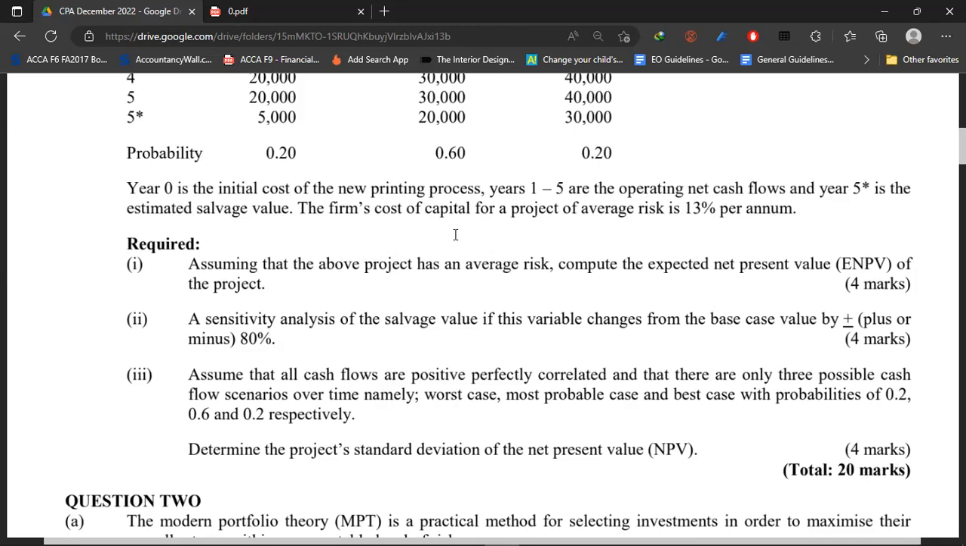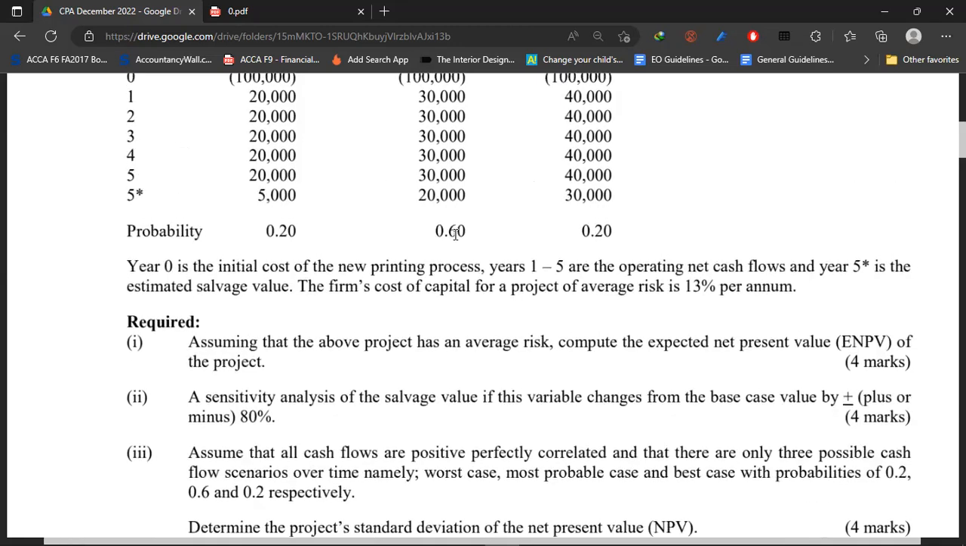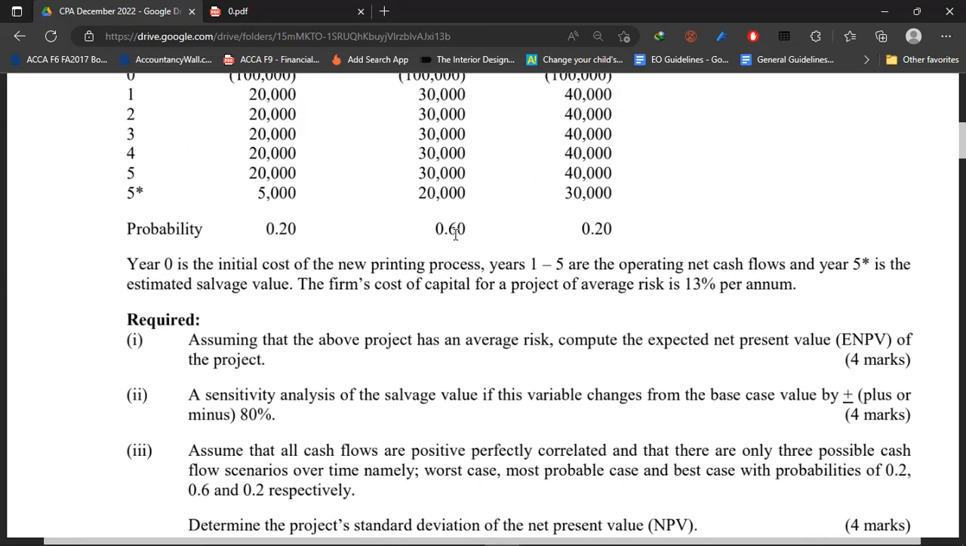Very good. I could see the examiner is giving us a very good challenge there. And I really understand one thing. When I'm being given this question, the first thing I have to look at is requirement number 1, where the examiner is asking us to compute the expected net present value of the project. I want Lillian to explain to us, when the examiner is asking us to compute the expected net present value, what are we supposed to be doing? What is the formula to get the expected net present value?